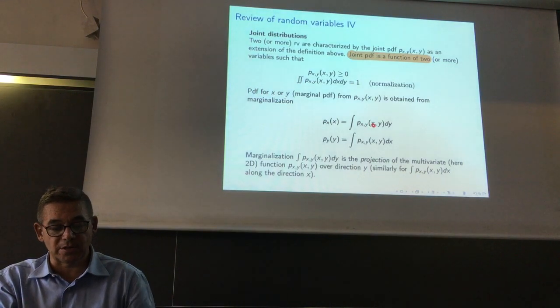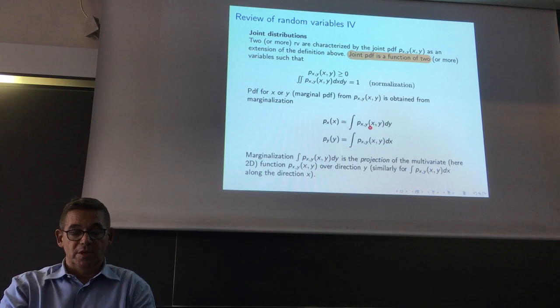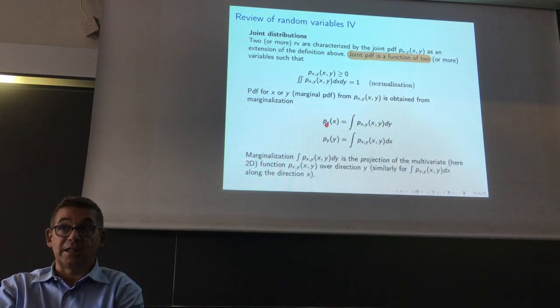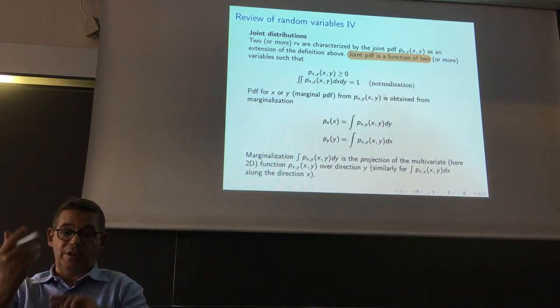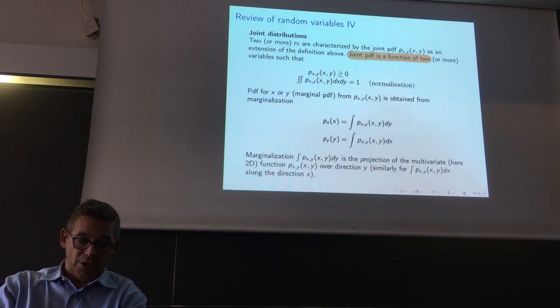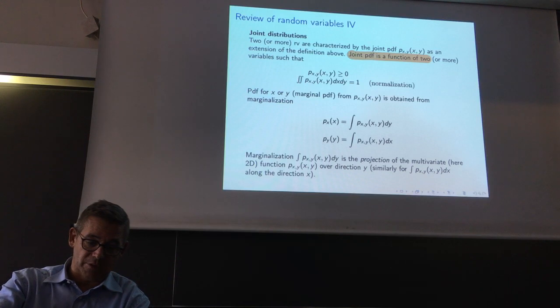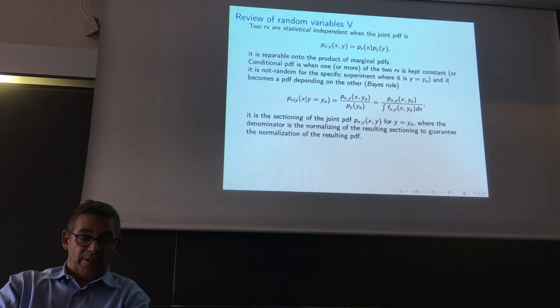If I have a two-dimensional, or joint, probability density function of two variables, and I integrate with respect to one, I get the marginalization. So I get the one-dimensional probability density function for the other variable. And similarly, if I interchange the two axes, with respect to x and with respect to y. Again, formally.